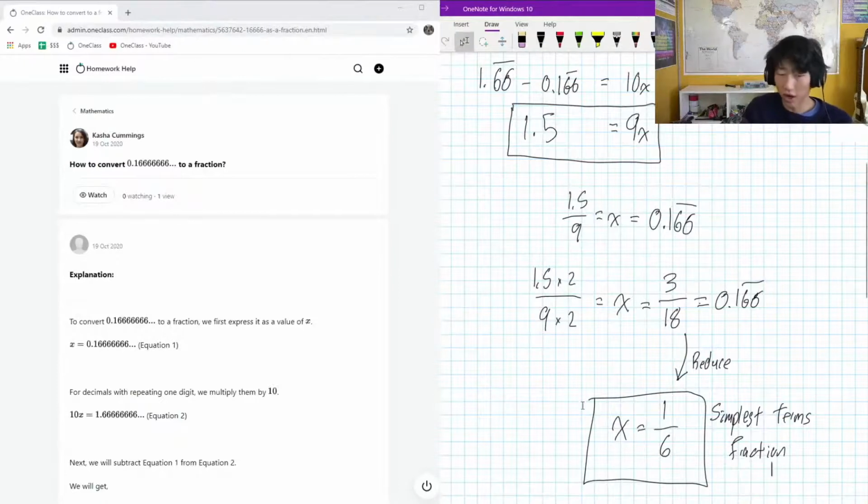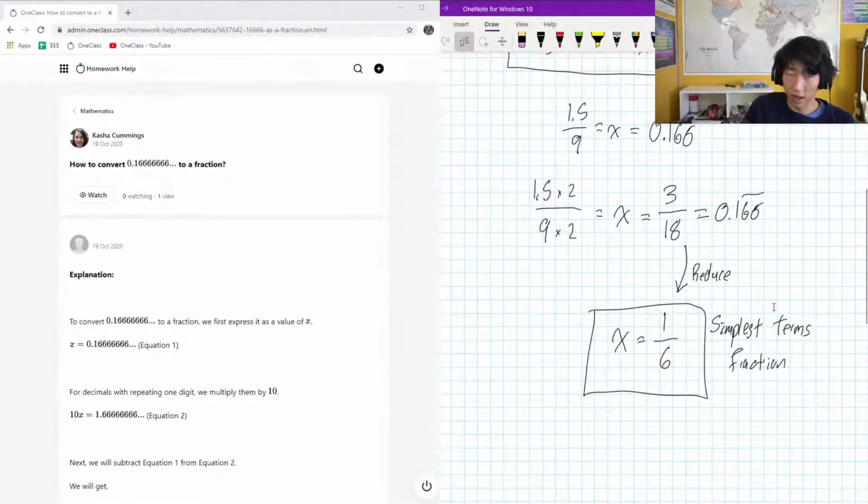Okay, so try this in your calculator. 1 divided by 6, and you will definitely see 0.166 repeating. Very reasonable answer. And multiply by 2 and you'll see 0.333, and that's 1/3, so that makes perfect sense too. So yeah, this is one way to convert things to a fraction.